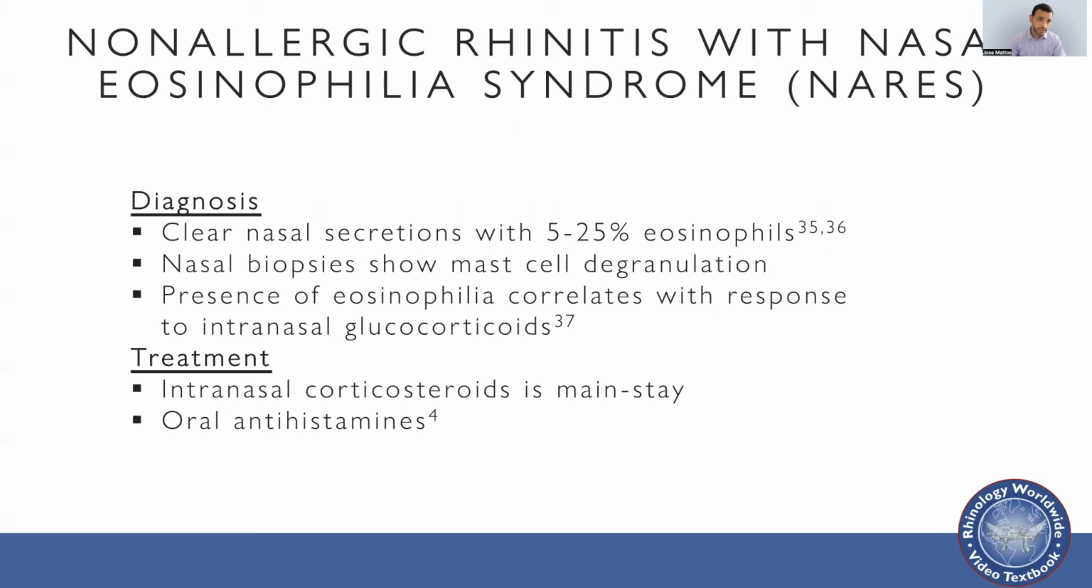The diagnosis is made clinically in patients with clear secretions who also have a high preponderance of eosinophils in their secretions. Sometimes the nasal biopsies can show mast cells and mast cell degranulation. And the presence of eosinophils usually correlates to response to intranasal glucocorticoids. And the mainstay of treatment here is topical steroids and oral antihistamines.